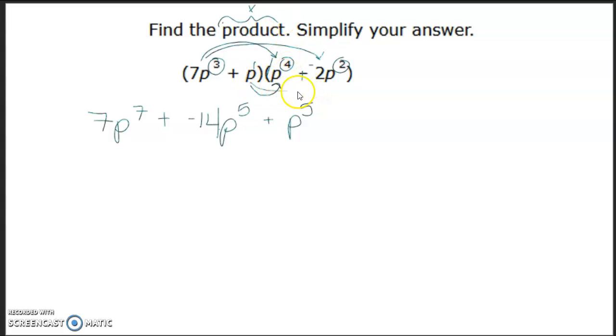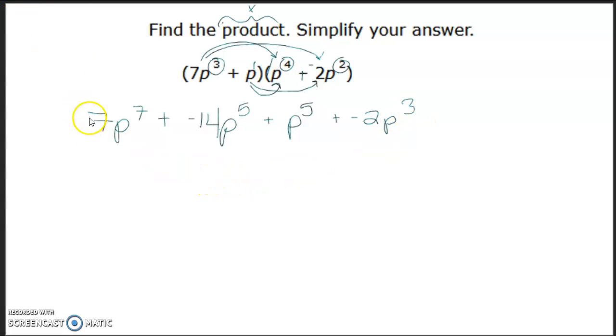All right, so then we have p times negative 2p to the second. So we know it's negative 2. Told you, one step at a time. Now let's do p to the first times p to the second. Well, that's p to the third.